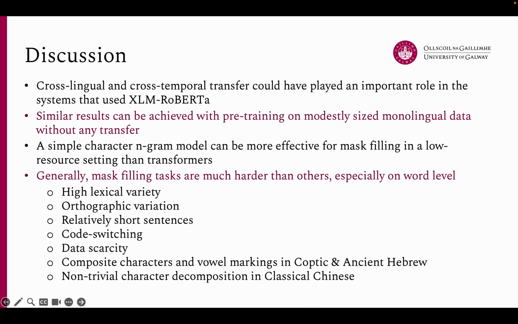The problem could be attributable to the following reasons or to some combinations of them: high lexical variety, orthographic variation, relatively short sentences, code switching, for example Latin in historical Irish texts, data scarcity. As we know, mask filling requires more training data than, for example, part of speech tagging. Other factors include composite characters and vowel markings in Coptic and Ancient Hebrew, and non-trivial character decomposition in classical Chinese.